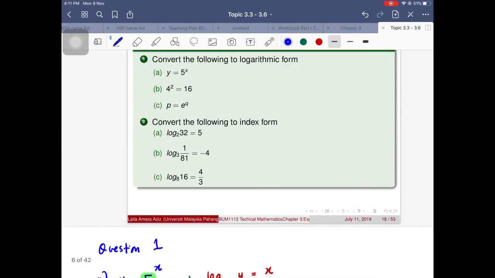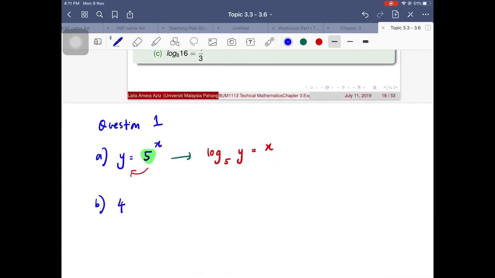And for b, I have 4 to the power of 2 is equal to 16. Okay, this is true, 4 squared is indeed equal to 16. For this case, our base is going to be 4. So when I move it to the other side, I will get 2 equal to log of 16 base 4. Okay, so that is how it goes. We know that when I have log 16 base 4, it is indeed going to equal 2.